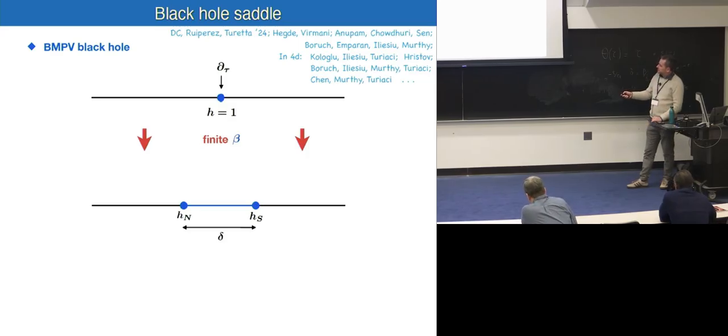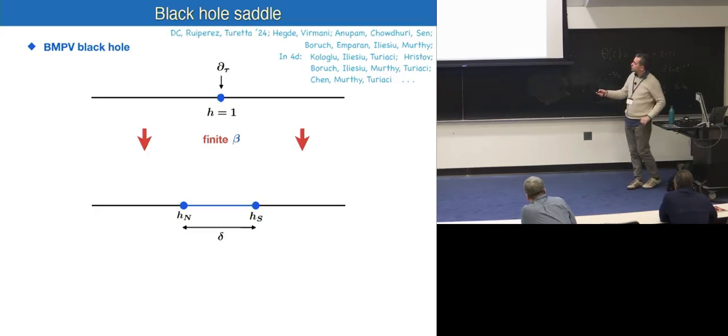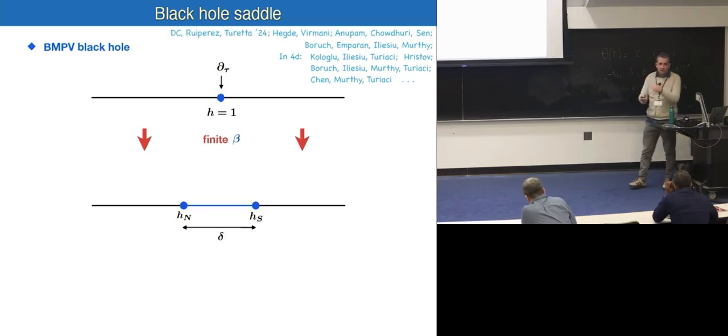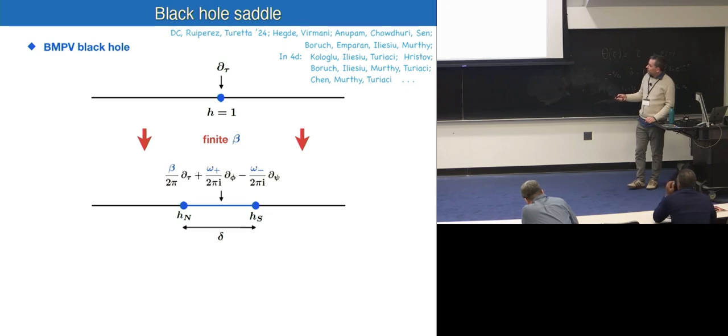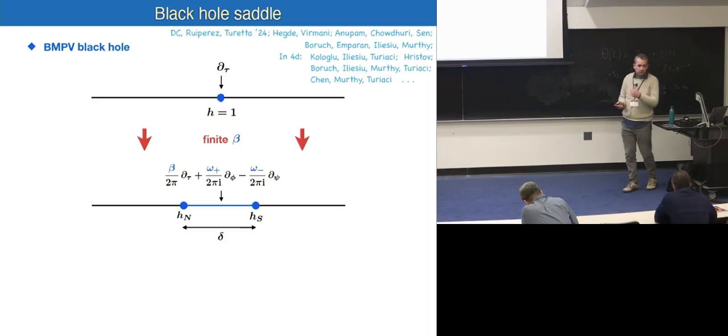So this delta is related to beta. If delta, the distance between the two extrema of the horizon rod, goes to 0, then beta would go to infinity. There is an explicit relation that we can recover by studying the solution. So we should have finite horizon rods. And then the vector that collapses here is the thermal Killing vector that I introduced before.